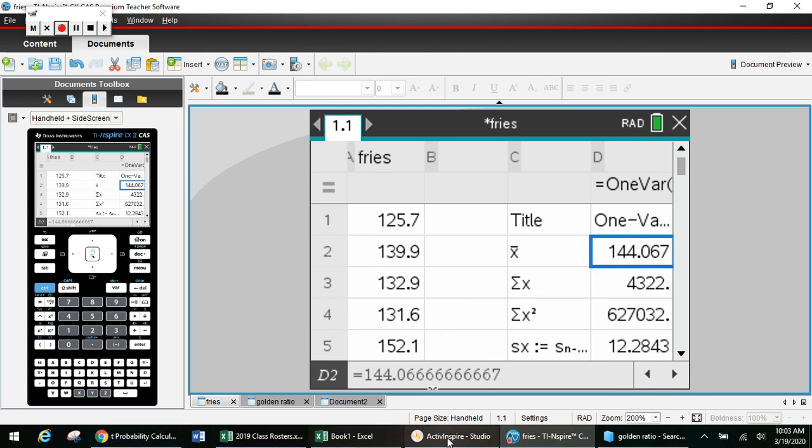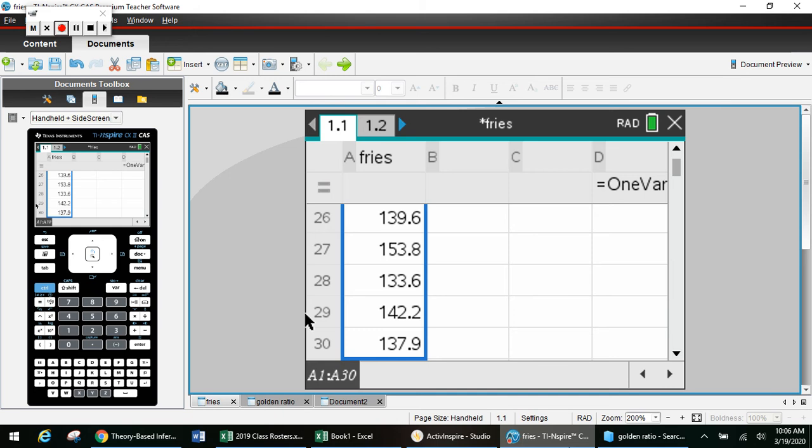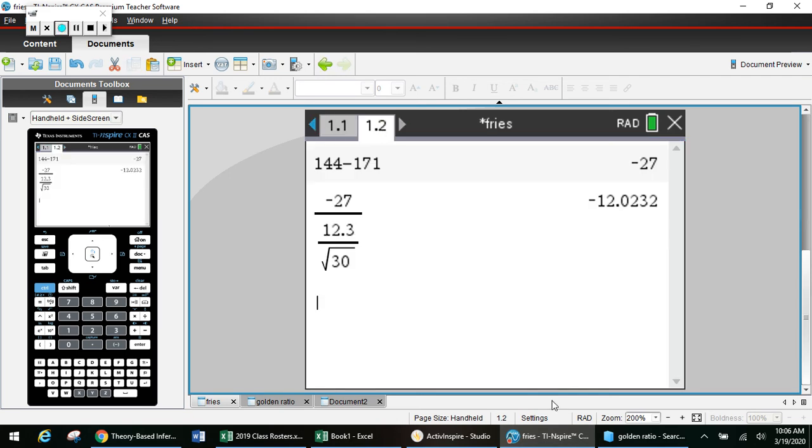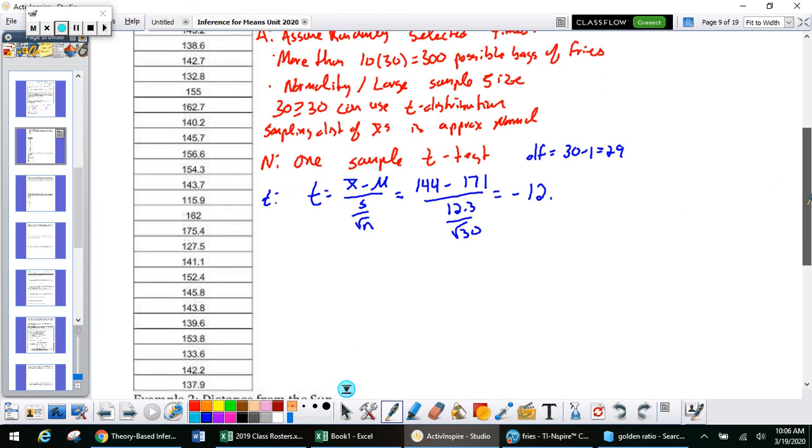So 144 minus 171, over 12.3 over the square root of 30. Okay, I have to go calculate this. Okay, so I plugged that in, and I got negative 12.01. Yeah, basically negative 12. Okay, so what does that mean, right?